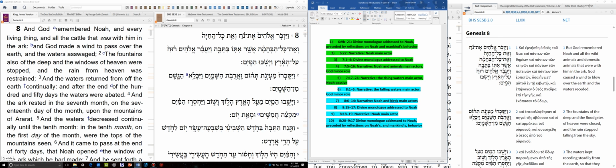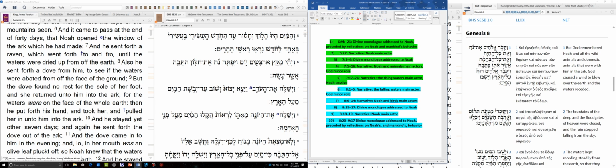Now, the mountains of Ararat would be in what is known today as modern-day Turkey, near the eastern part of Turkey. So the earth is beginning to dry up, and the ark rests on the mountains of Ararat. Verse 5, and the waters decreased continually unto the 10th month. In the 10th month, on the first day of the month, were the tops of the mountains seen.